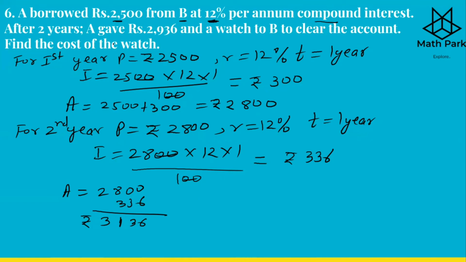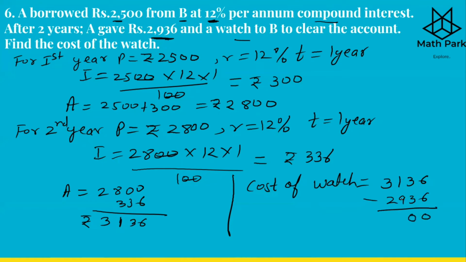Now, he gave how much? He gave 2,936. So the cost of the watch will be equal to how much money he was supposed to pay? He was supposed to pay 3,136. And he could pay only 2,936. Let us subtract: 6 minus 6, 0, 3 minus 3, 0, 11 minus 9 is 2, carry 1. So the cost of the watch is rupees 200. Got it? So he was not able to give the money back, so he gave only 2,936 and his watch. So the cost of the watch is rupees 200.